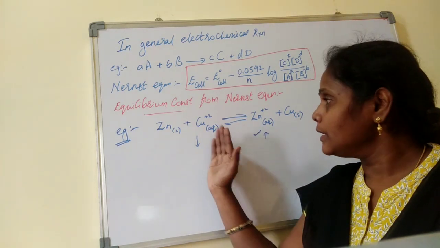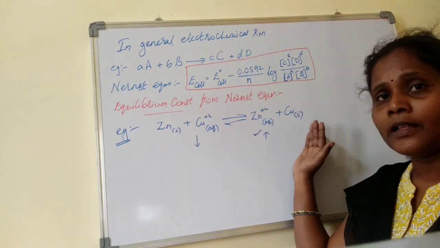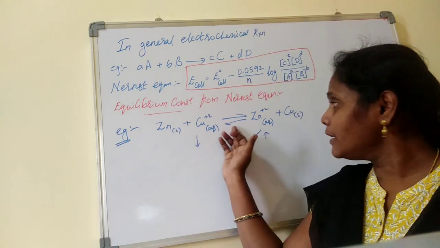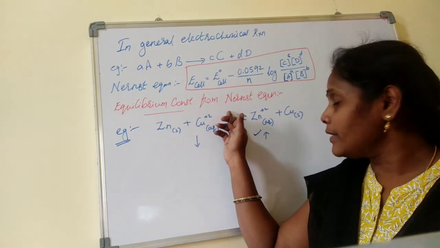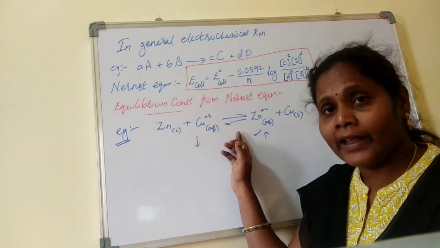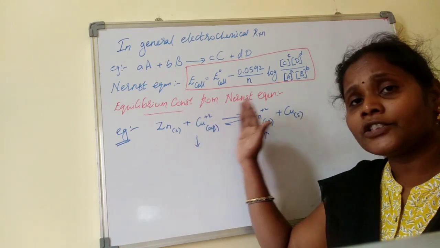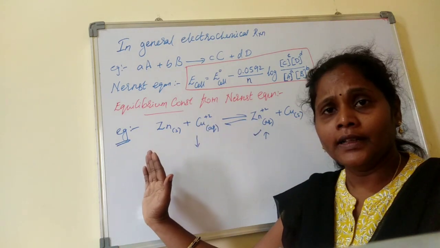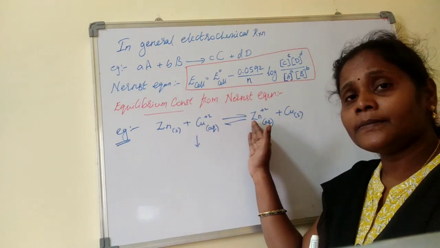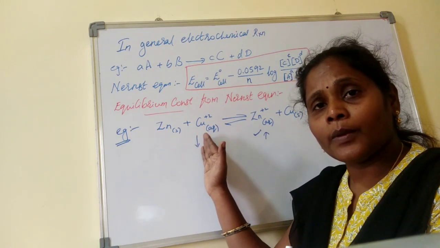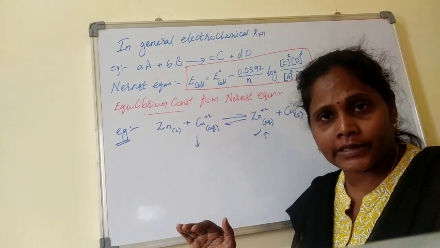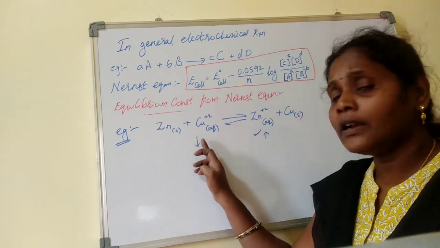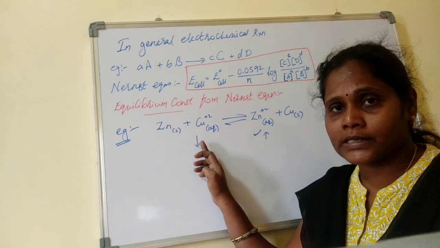What is equilibrium? Reactant converts into product, and product also sometimes converts back into reactant. That is, the backward reaction also takes place: forward reaction and backward reaction. When there is no further change in the forward or backward reaction, the concentrations of zinc plus 2 and copper plus 2 ions will get stabilized. No further change. Neither an increase in zinc plus 2 nor a decrease in copper plus 2 ions.